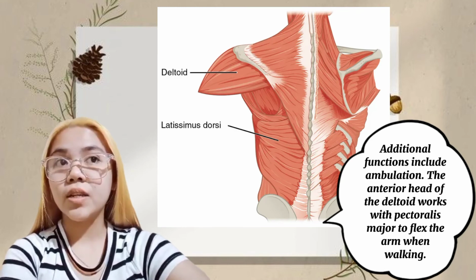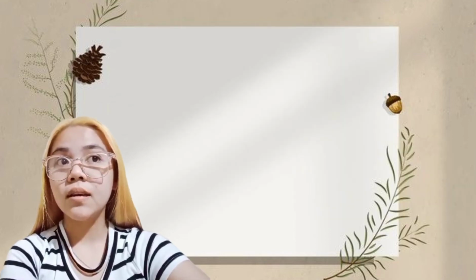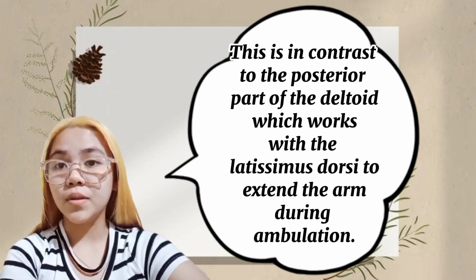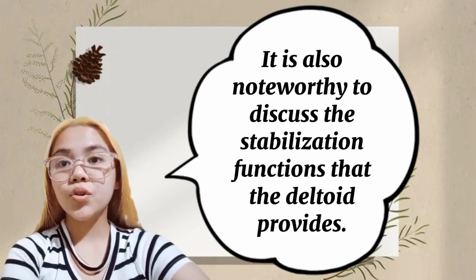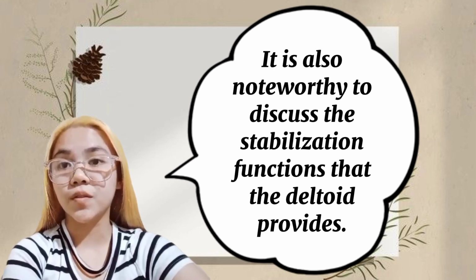Additional functions include ambulation. The anterior head of the deltoid works with pectoralis major to flex the arm when walking. This is in contrast to the posterior part of the deltoid, which works with the latissimus dorsi to extend the arm during ambulation. It is also noteworthy to discuss the stabilization functions that the deltoid provides.